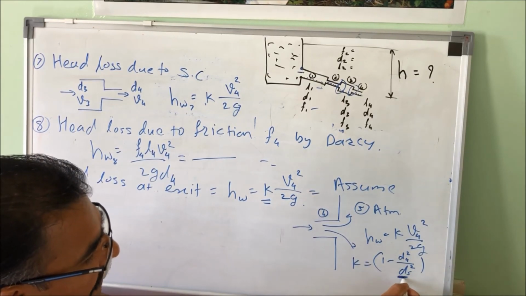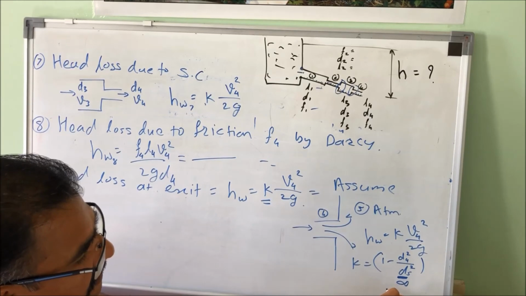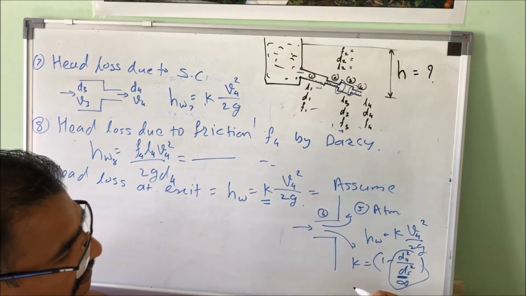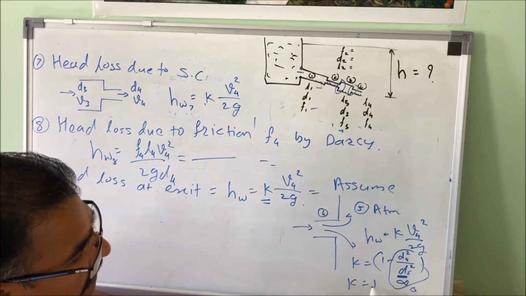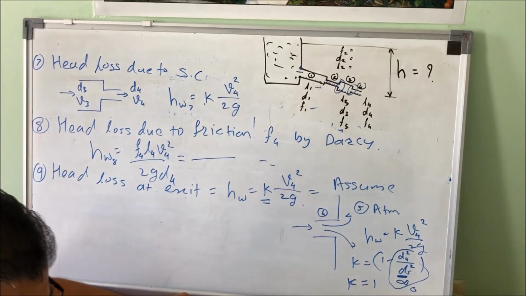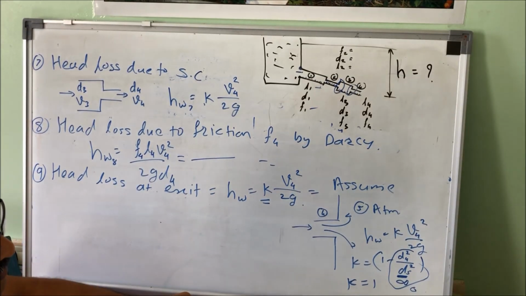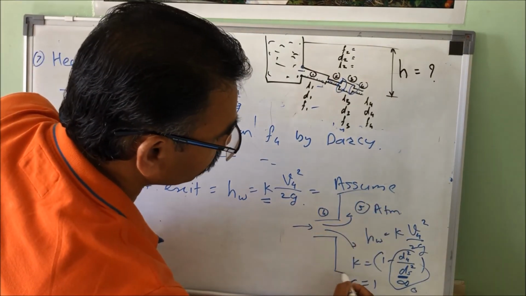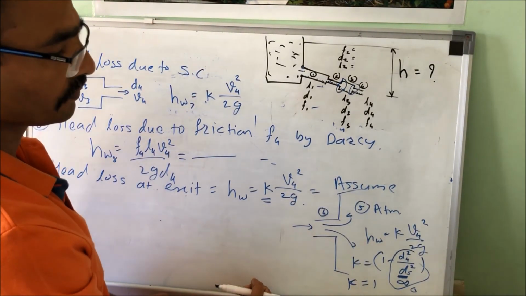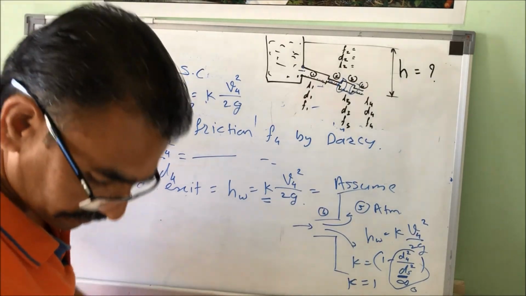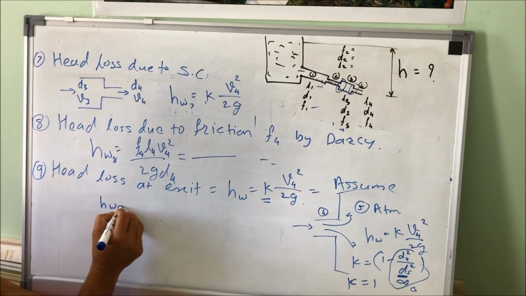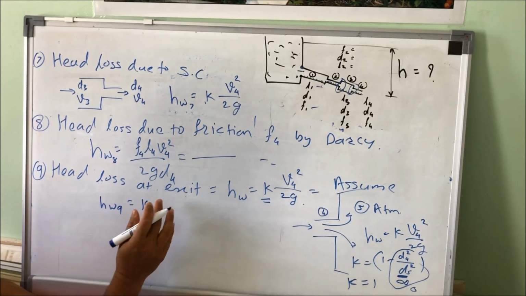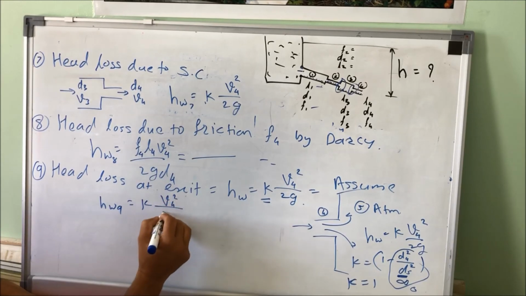Now think here, what is the outlet diameter? It is infinity. So this will become meaningless. Anything divided by infinity is 0. So 1 minus 0, K is equal to 1. K is equal to 1, and it is given. So remember, this explanation nobody will give you. It is understanding. So we know HW9 is equal to K, I assume it 1, and outlet velocity V4 square over 2G.